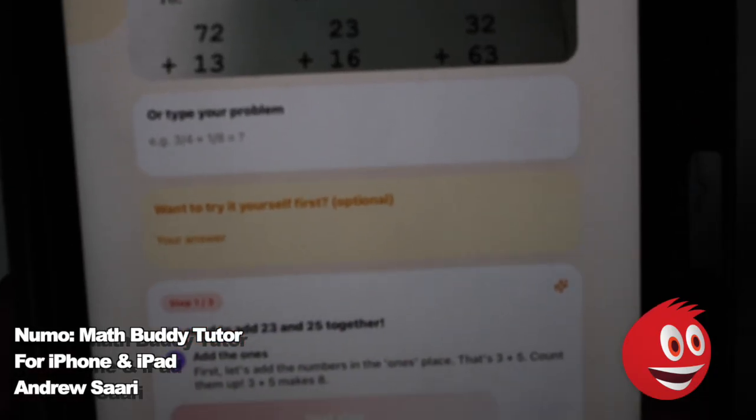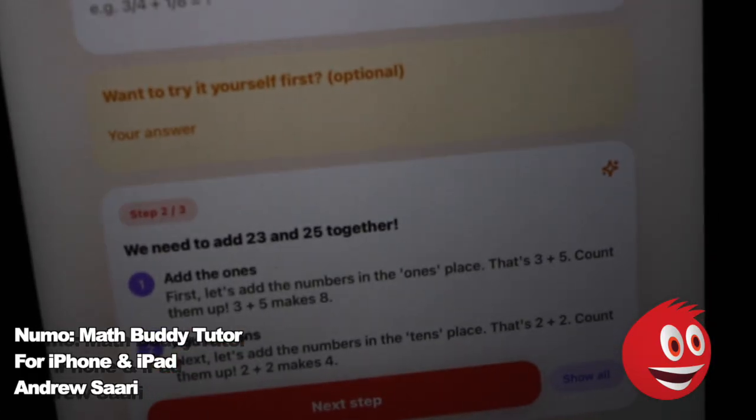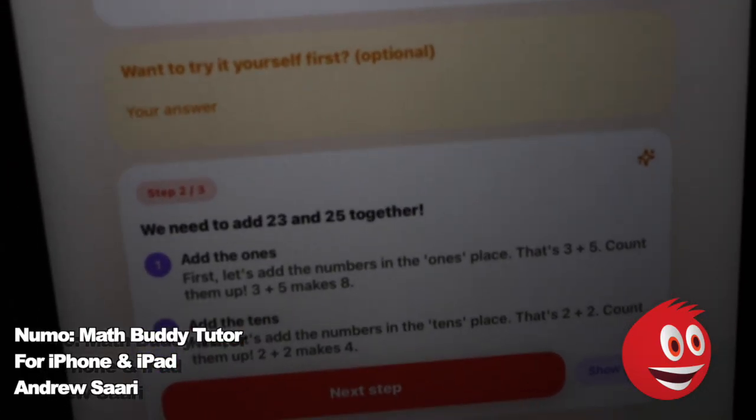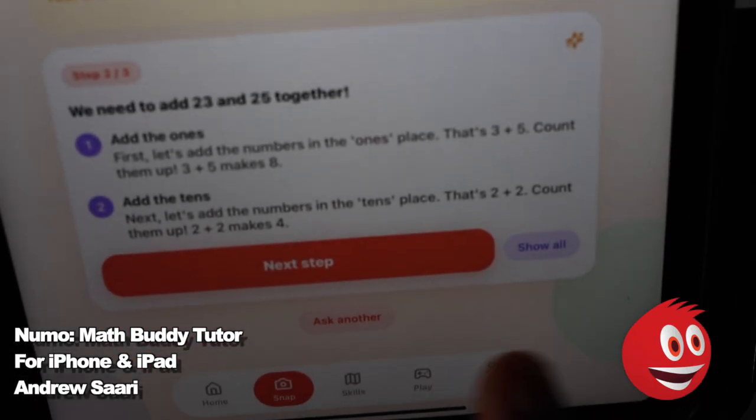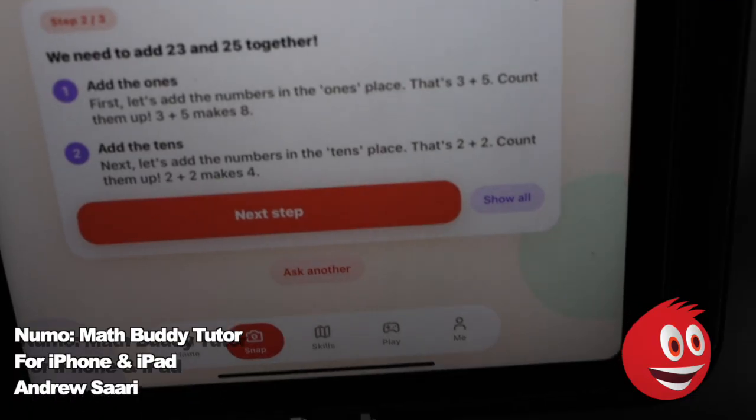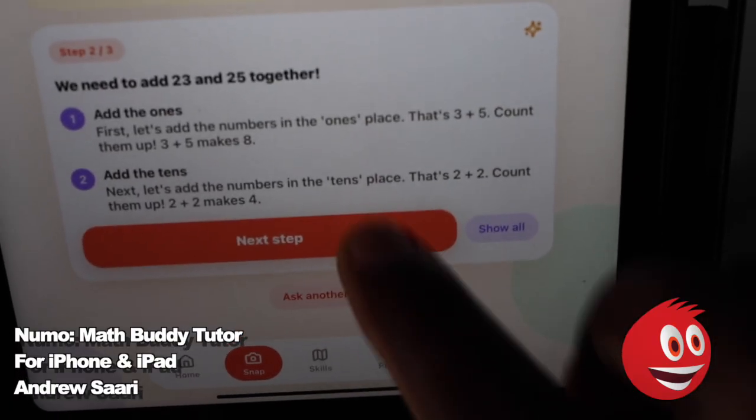So let's go with the next step. We're going to focus in a bit better so you can see it better there. We need to add 23 and 25 together. The second step says add the tens. Next, let's add the numbers in the tens place. That's 2 plus 2. Count them up. 2 plus 2 makes 4. And we can go with the next step.